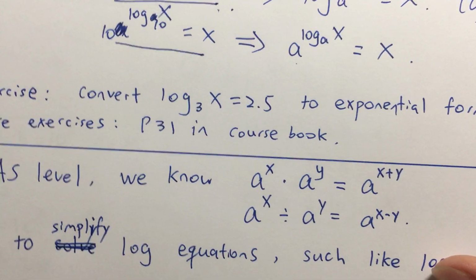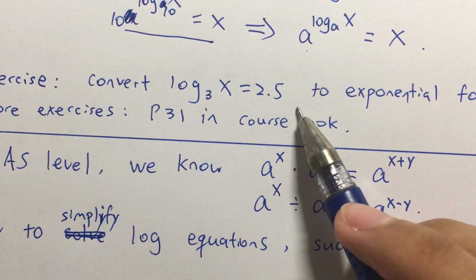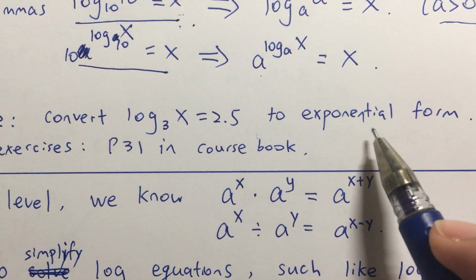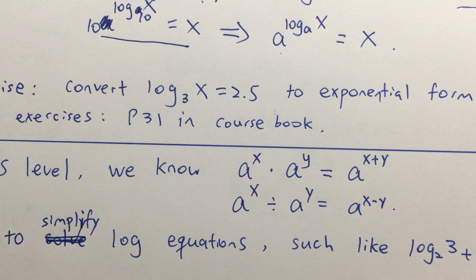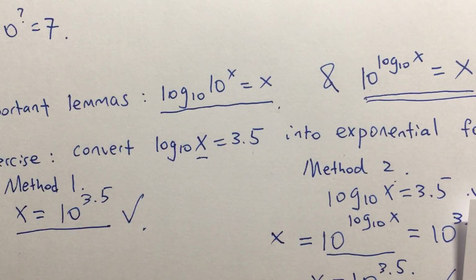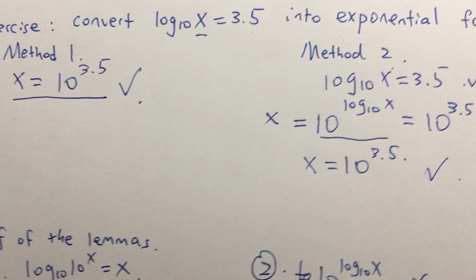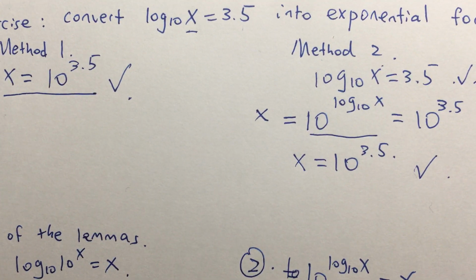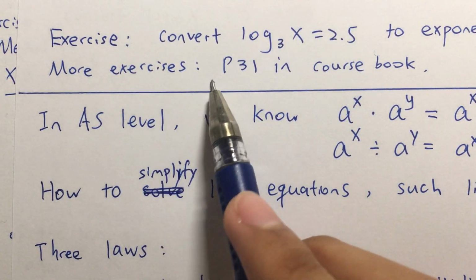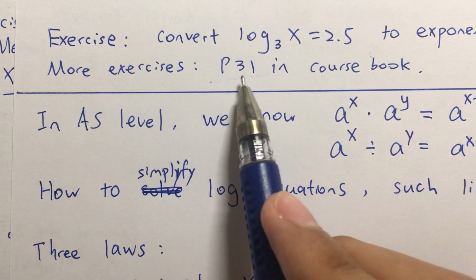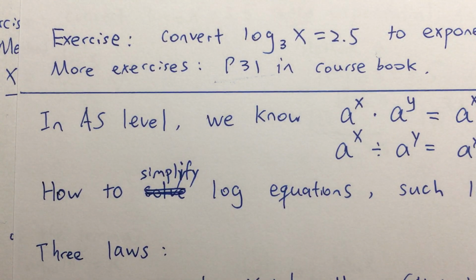Okay, now there's an exercise again. Convert log 3 x equals 2.5 to exponential form. Well, I'm not going to do this. You should try by yourself because it's exactly the same as log 10 x equals 3.5. Just remember these 2 ways. If you want some more exercises about different bases, you can find more on page 31 in your course book.